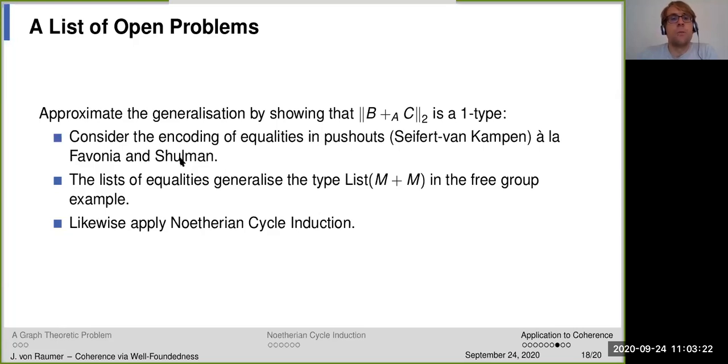So what we do is, instead of taking lists, we consider the encoding of equalities in pushouts. We consider the Seifert-van Kampen construction as, for example, Favonia and Mike Shulman did. And I think it's also mentioned in the HoTT book nowadays.